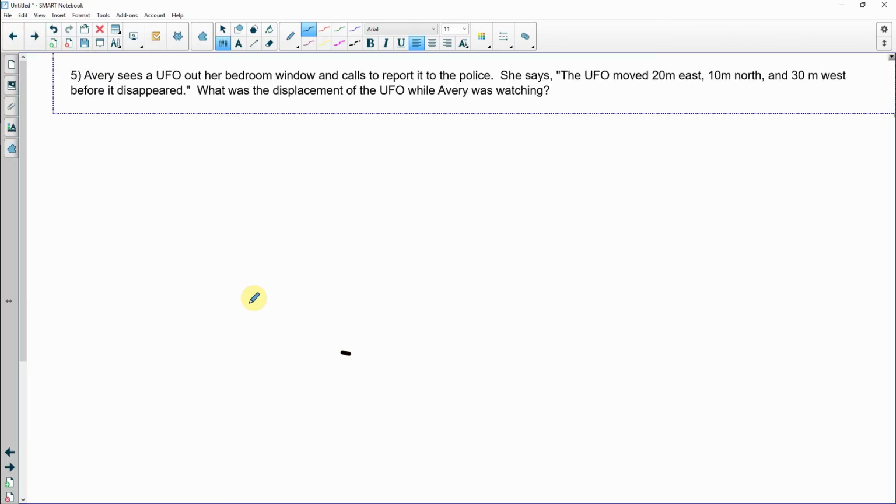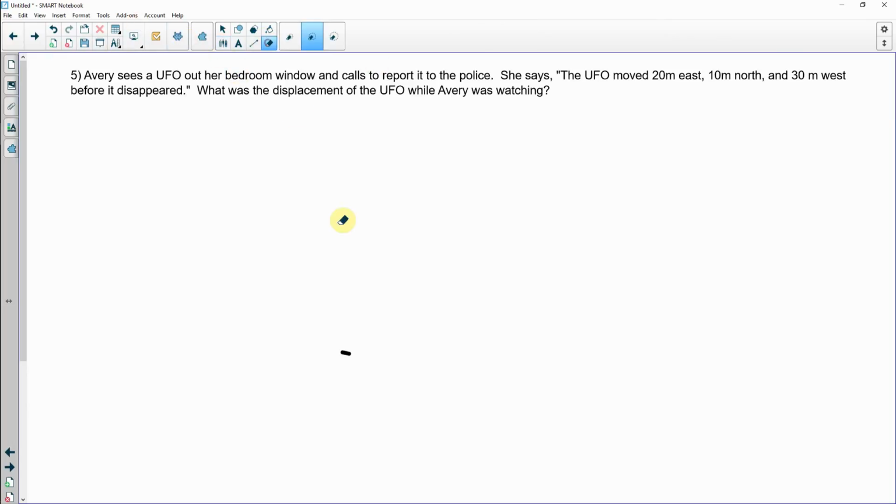Avery sees... this is finally a good two-dimensional problem. Those other two were good, but they weren't very difficult. I hope you didn't have to think too hard about them. This is actually finally getting into something good. So this is a problem where we're actually going to use our x and y, and I kind of told you during class on Friday, set up an x and a y chart and find the total displacement.